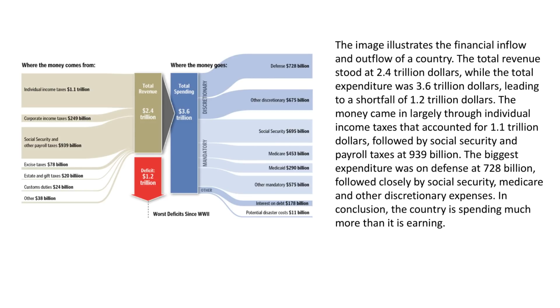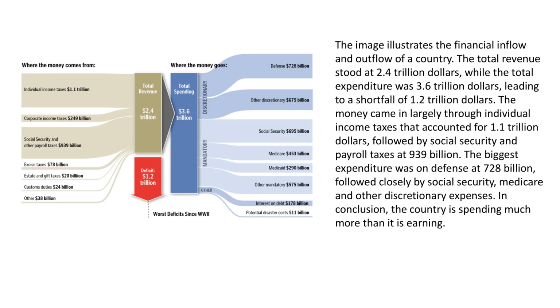So I said the money comes in largely through individual income taxes that accounted for $1.1 trillion. See, I'm using the word specific. In this case I said accounted for, because we are talking about money. I could have just said that largely through individual income taxes, which is $1.1 trillion. That's also fine, but I had an opportunity to show that I know the vocabulary specific to the situation, so I used that. And $1.1 trillion followed by Social Security and payroll taxes at $939 billion.